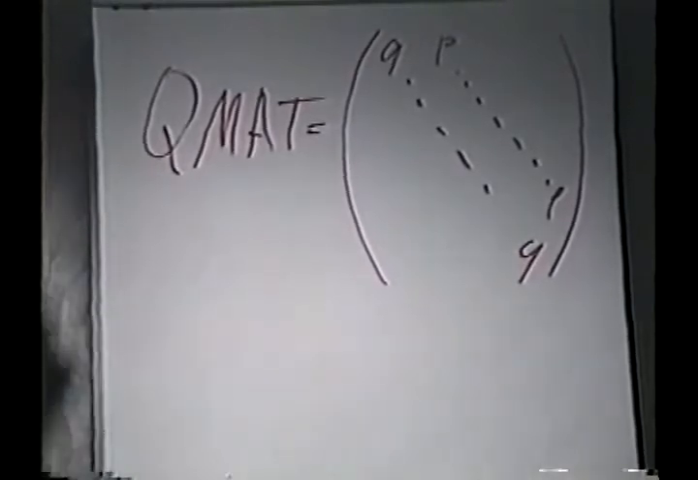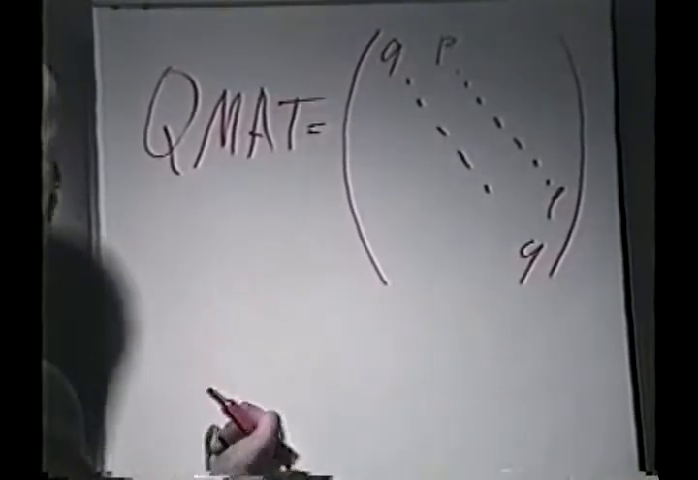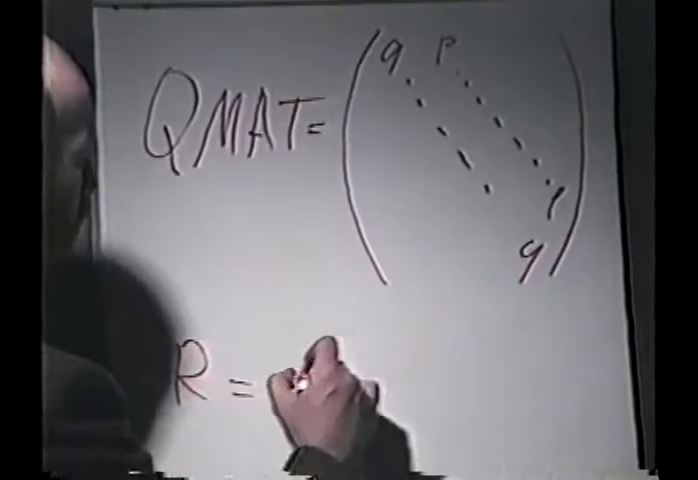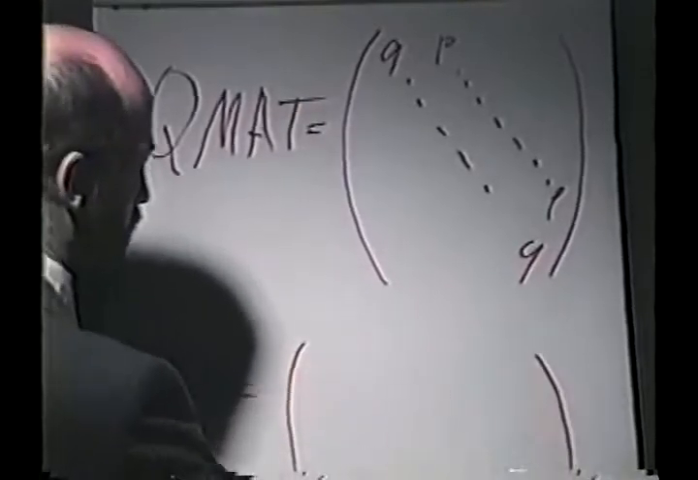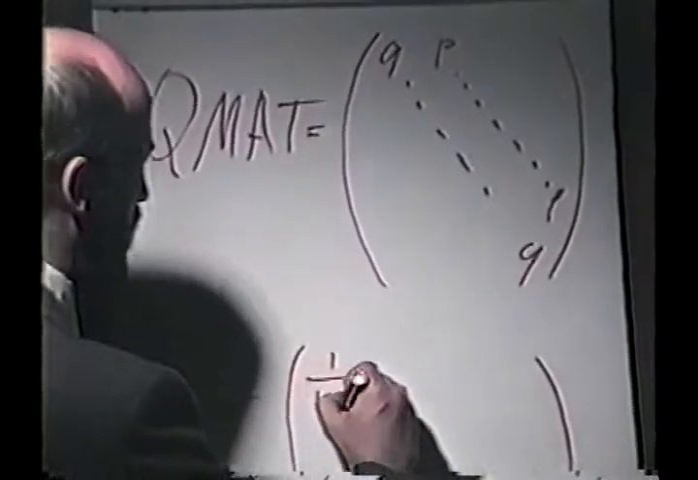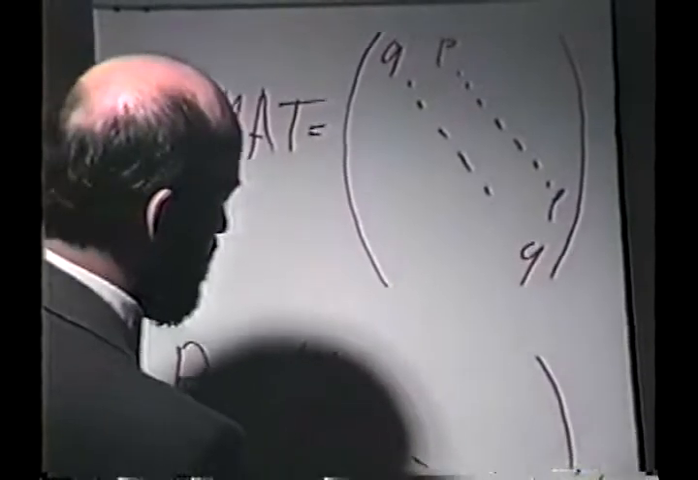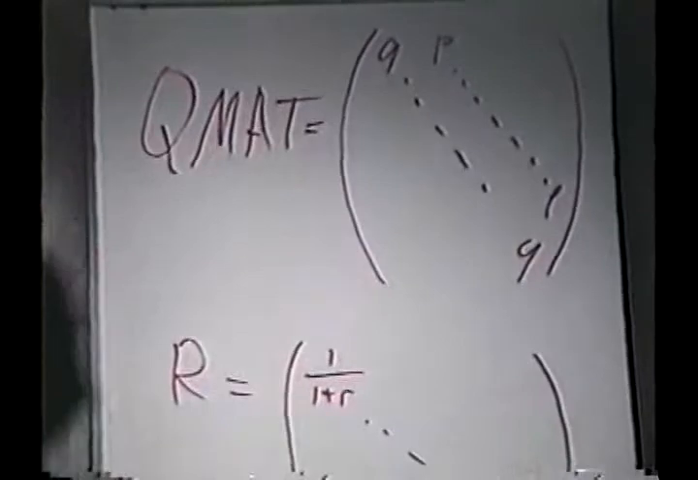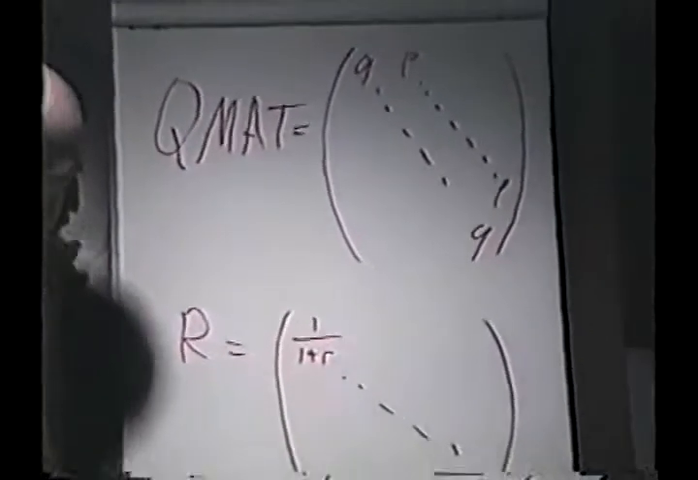Okay? That's one matrix that we have to define. Another matrix is just the discounting matrix. That's a very simple matrix. We call it R. It has only diagonal elements. It's 1 plus the interest rate. It's the way you discount when you go backwards one period. So defining these two matrices is, of course, very, very simple.